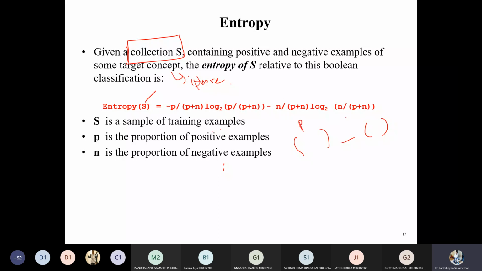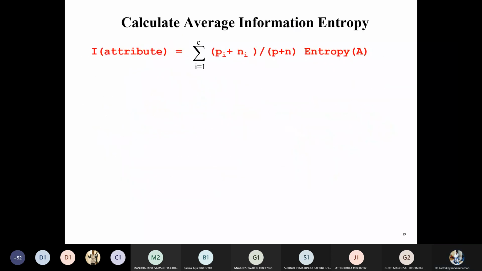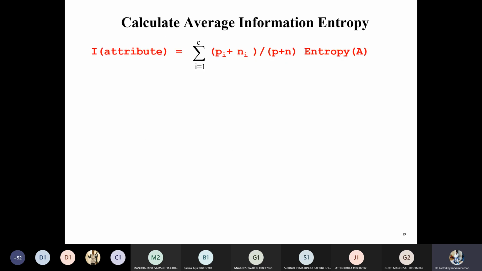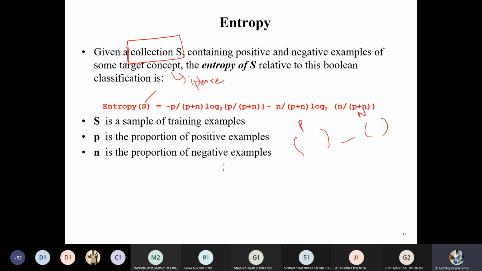So this is your positive component, and this is your negative component. So this is the entropy formula. When you solve, we will come to know. Then information gain is nothing but the entropy minus the entropy of the attribute. The entropy of the attribute is the summation over all the positive and negative samples, multiplied with the entropy. So that entropy function we know, this is your entropy formula.